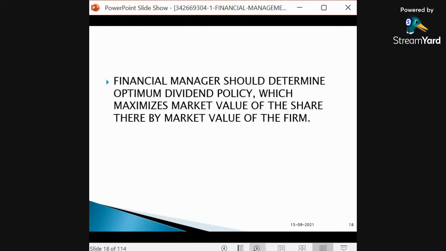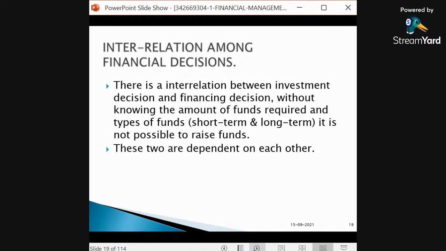So financial managers should determine which optimum dividend policy, meaning pag sinabing optimum dividend policy, mataas yung naibibigay mo kay shareholders but at the same time, hindi ganun kabawasan kay company pag binigay mo na siya or pinakawalan mo na yung pera. Which maximizes market value of the share and thereby market value of the firm. So, interrelation among financial decisions.